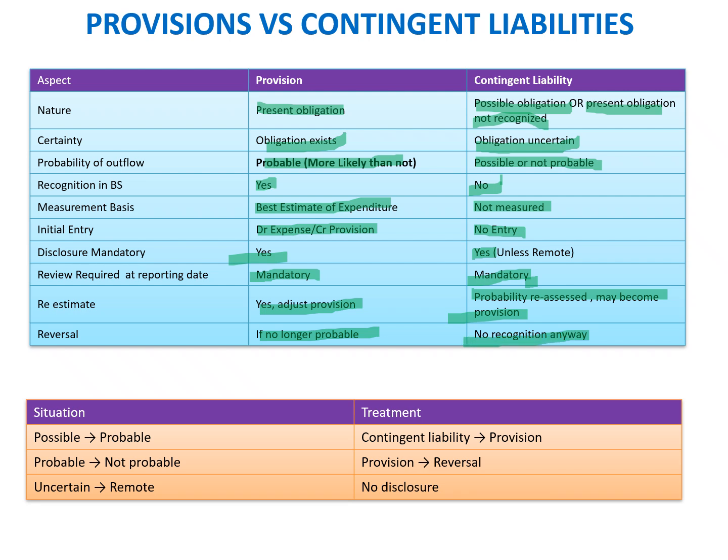So if we quickly look at how a provision can be written off or reversed, and then there can definitely be a situation when a contingent liability can be converted into a provision. We have shown that in the table below: if the possibility becomes probability, then the contingent liability becomes a provision. If it is no longer probable, then the provision has to be reversed. If uncertain becomes remote, then there is no disclosure. So this is a thumb rule that we need to follow while we are accounting for a provision and disclosing a contingent liability. So we'll move to the next slide then.